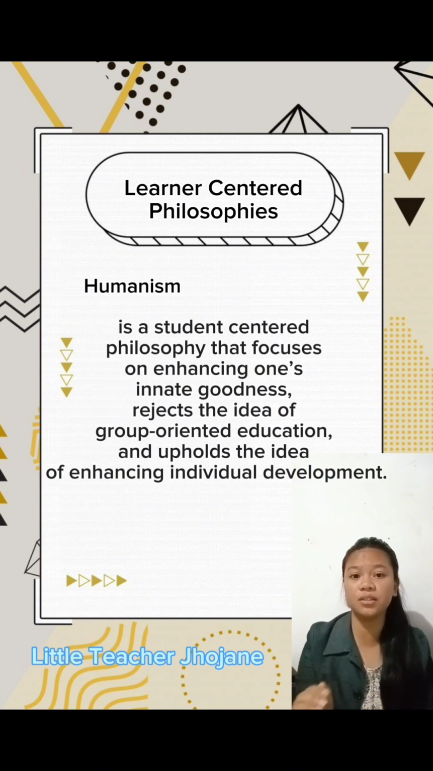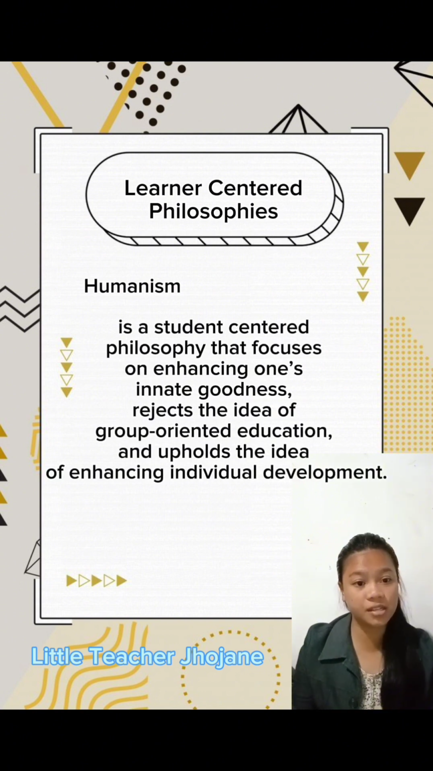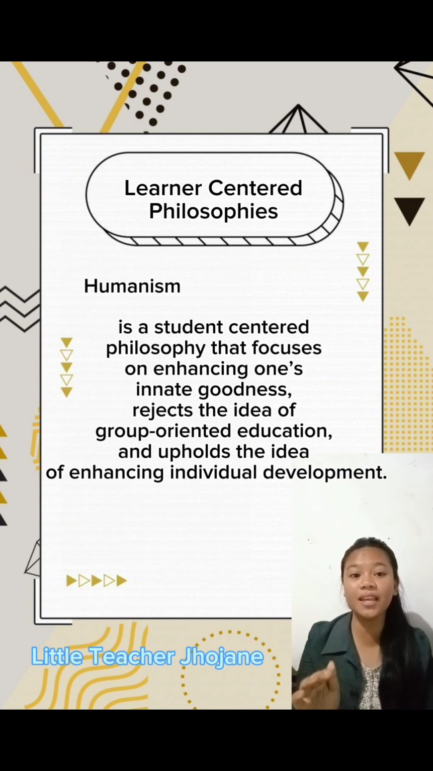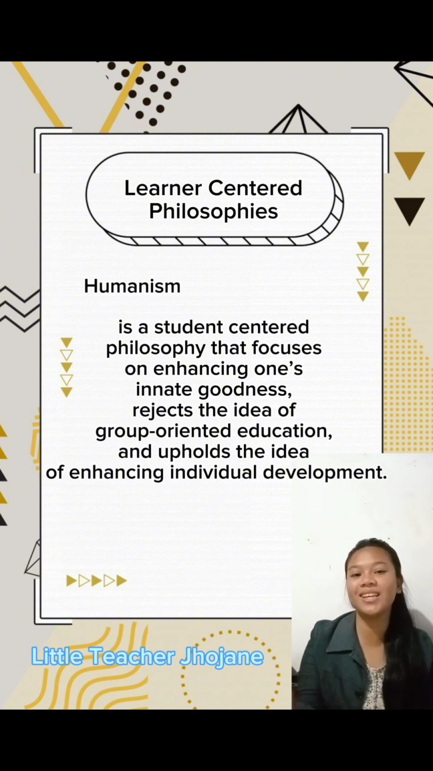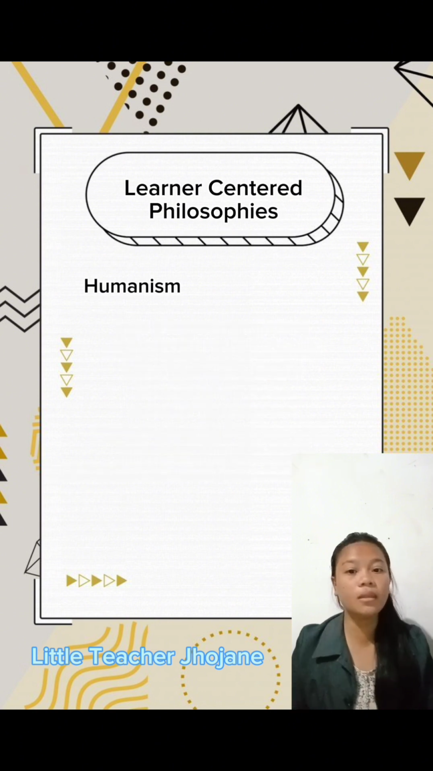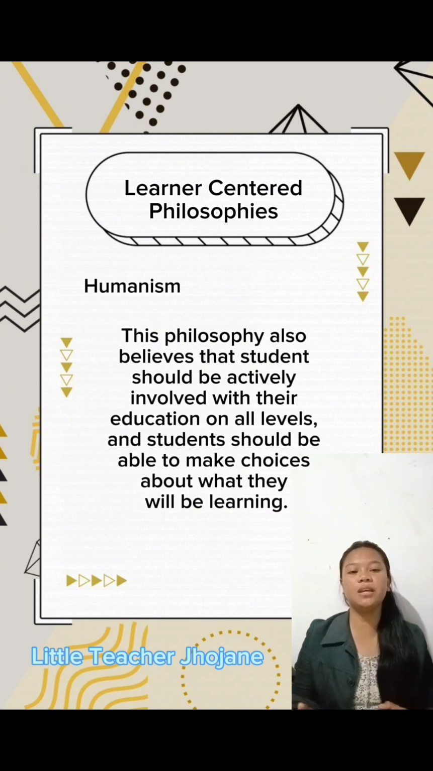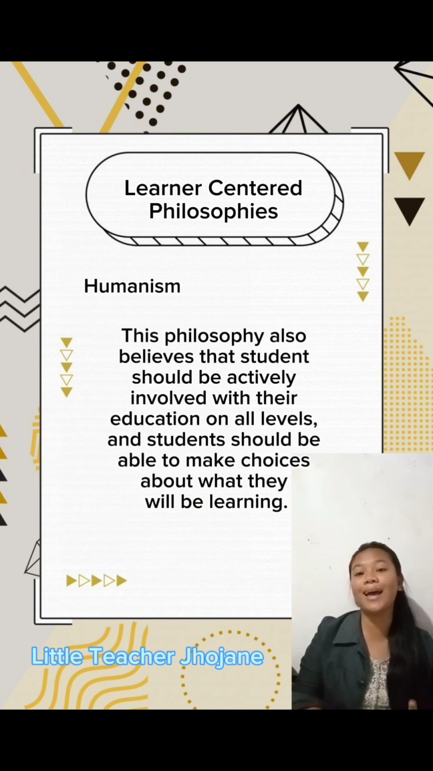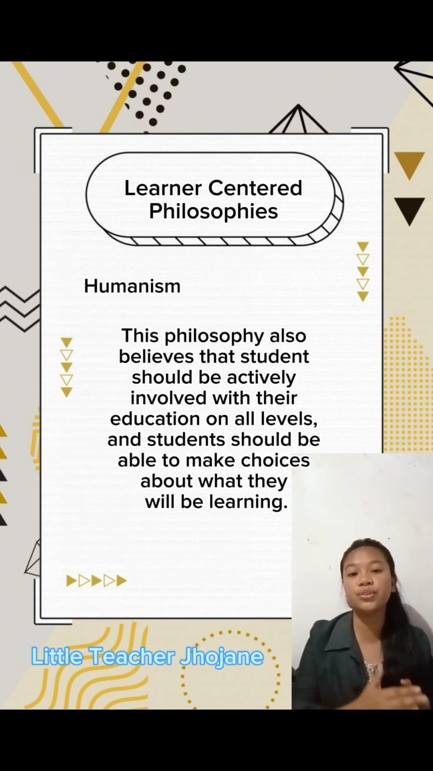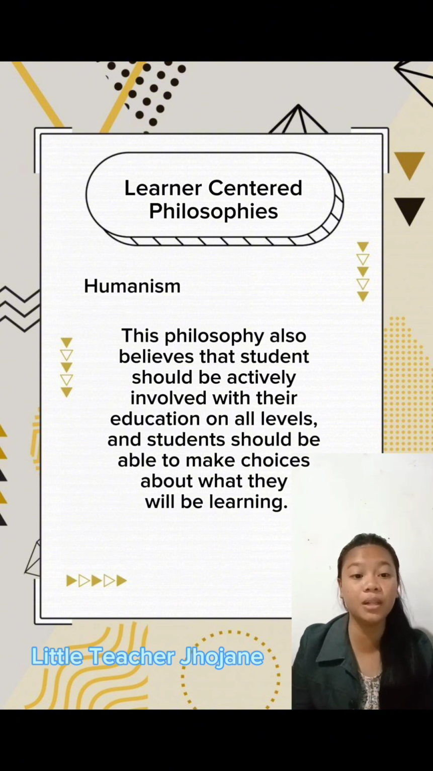Next is the second one, humanism. Humanism is a student-centered philosophy that focuses on enhancing one's innate goodness, rejects the idea of group-oriented education, and upholds the idea of enhancing individual development. This philosophy also believes that students should be actively involved with their education at all levels, and students should be able to make choices about what they will be learning.